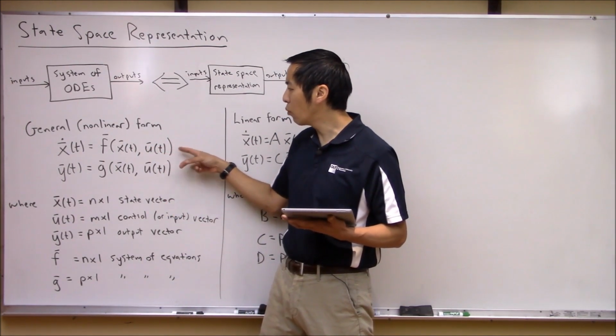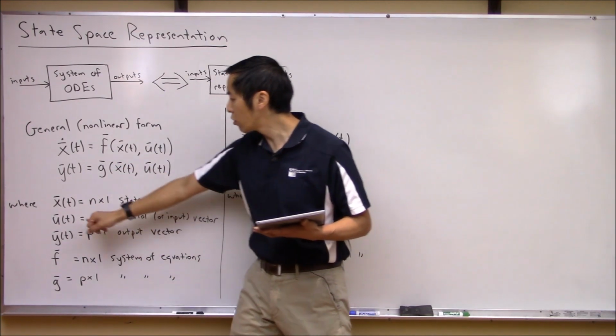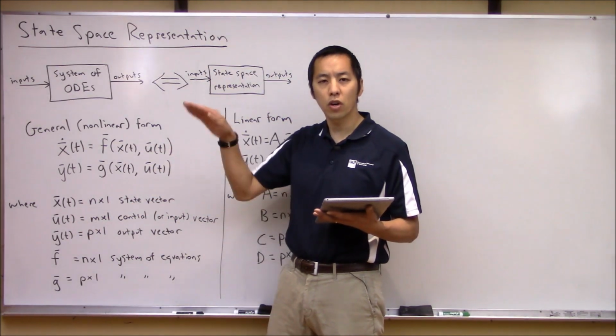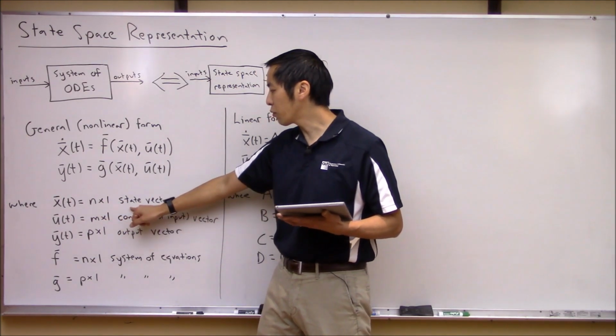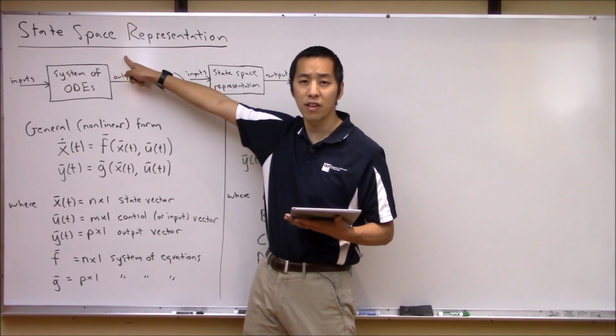Now, let's talk about what all of these things are. What are x, u, y, f, g, all those things, right? So x is an n by 1, so it's a vertical column vector with n elements. This is what's referred to as the state vector. So this is incredibly important. As you can probably imagine, it's here in the name, right?